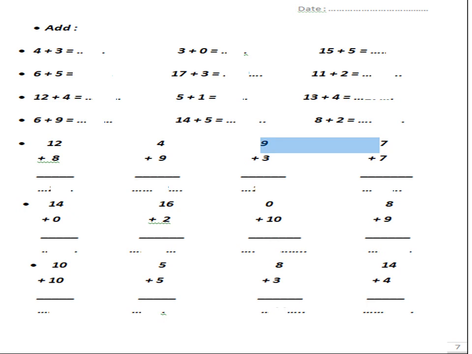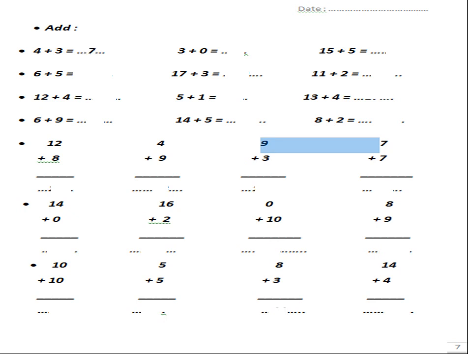4 plus 3. In addition, as we know a lot of times, we put the big number in our mind and the small number in our fingers. 4 plus 3. Which is the big number, primary one? Of course, 4. So we keep 4 in our mind and 3 in our fingers and start to count after 4. After 4: 5, 6, 7. So the answer will be 7.